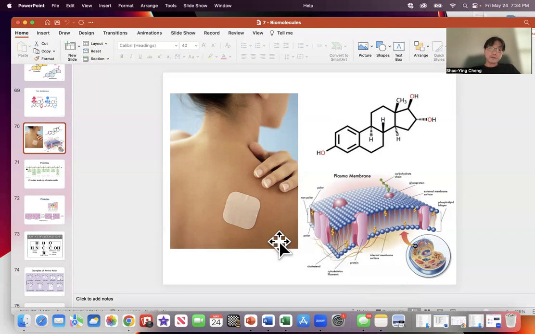So today we talked about three very important lipids. We started with triglyceride, and we talked about phospholipid, and then the steroid. So all three of them have very important functions in the human body. Okay, let's stop here.